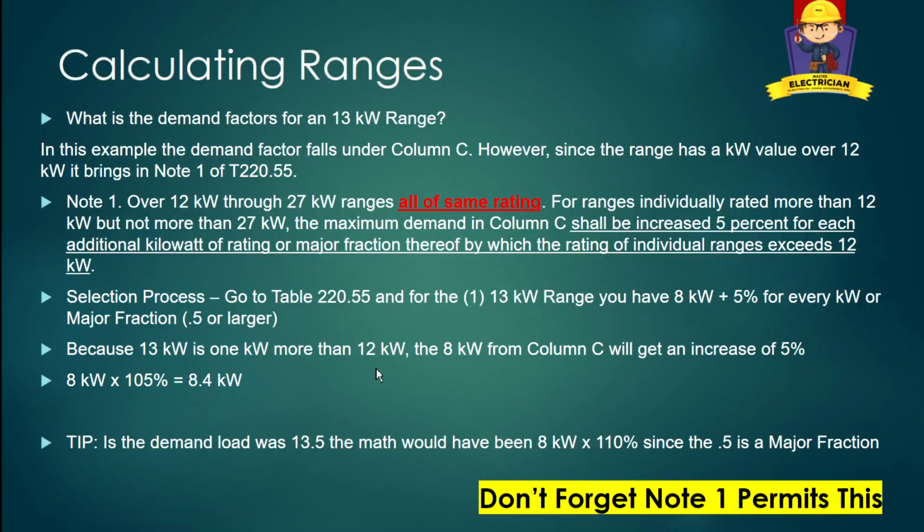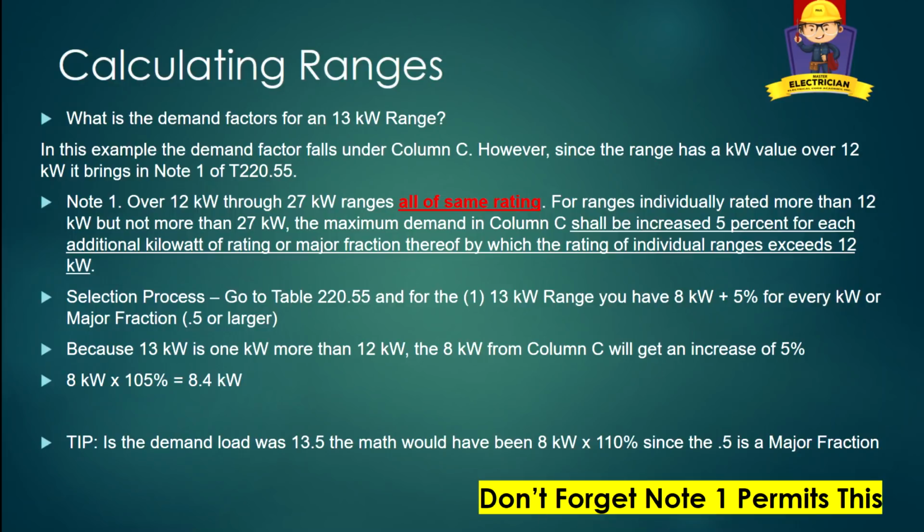1 kW, and the code said in Note 1 that I need to increase it by 5% for each additional kilowatt. So that is 1 kilowatt, so that's 5% we have to increase the value. Now, it's a 13 kW range, and as we said, the actual demand factor is 8 kW. That was what we found when we used one appliance and the demand factor being 8 kW.